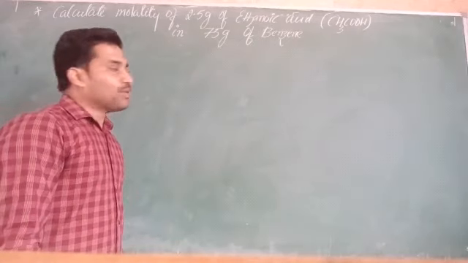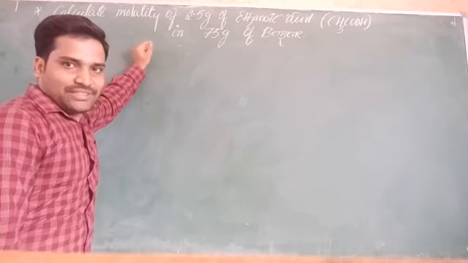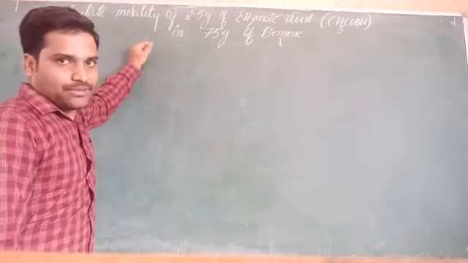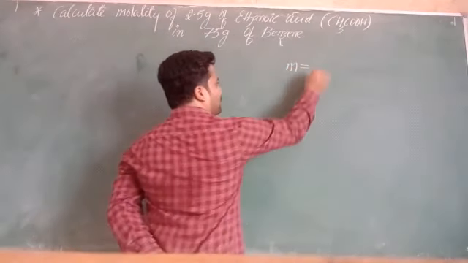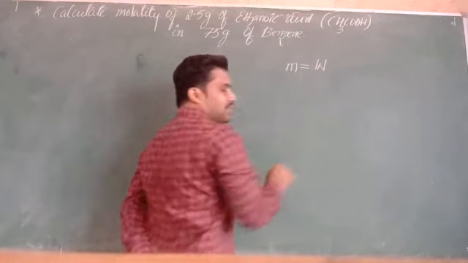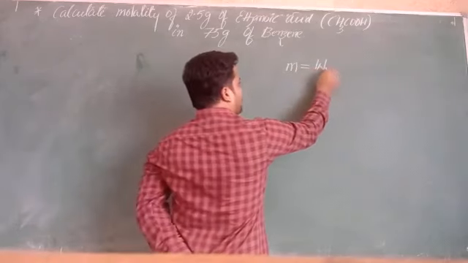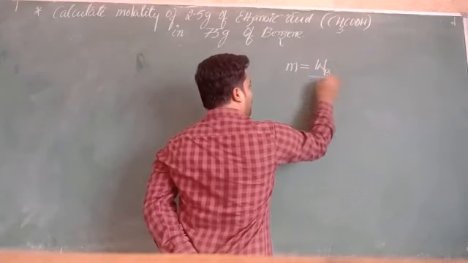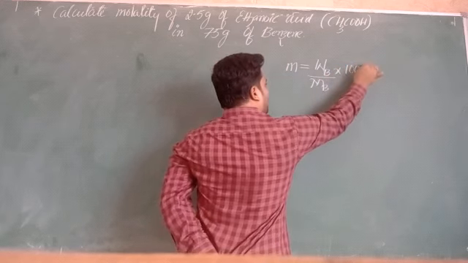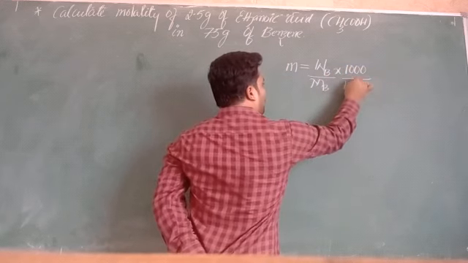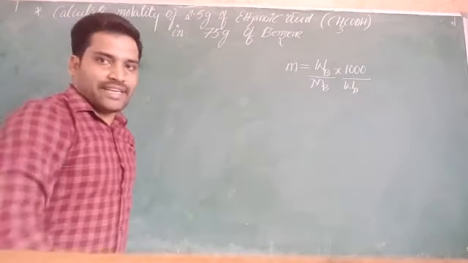Okay, we have one more problem here. This is now based on an equation, the molality equation. You know molality, that is small m, is equal to the number of moles of solute dissolved in 1 kg of solvent, right? So molality is equal to the number of moles, that means Wb by Mb, into 1000 divided by Wa, that is the mass of solvent in kg.